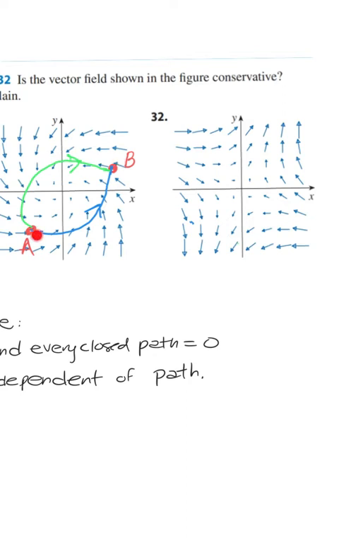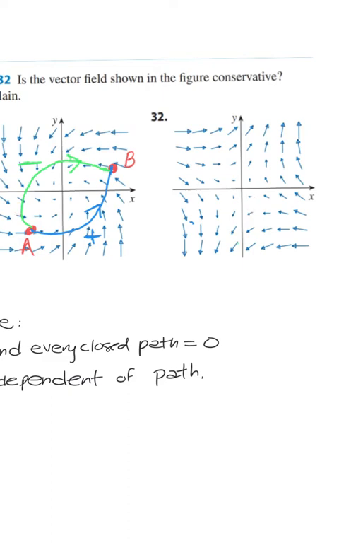From A to B here, I'm going with the flow the whole time, so clearly here the work is positive. But on the green path, I'm going against the flow the whole time, so clearly that work is negative. So the work is different on different paths. That means the vector field is not conservative. If it's conservative, I should get the same no matter what path I take. Different paths, clearly different values, this vector field is not conservative.